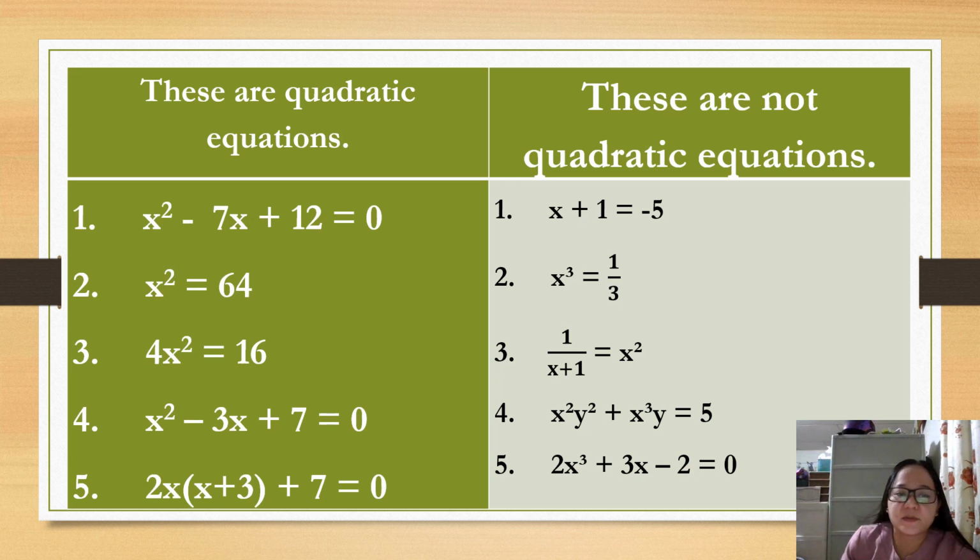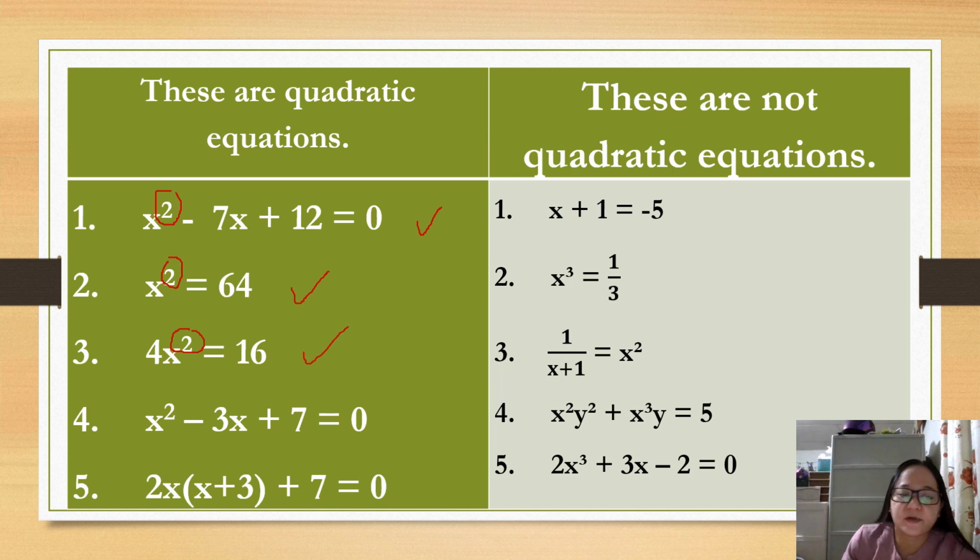Let's have some examples of quadratic equations. Number 1, x squared minus 7x plus 12 is equal to 0. Another example, x squared is equal to 64. As you can see, the leading exponent on x is 2, or the degree is 2. That is why we consider them quadratic equations.